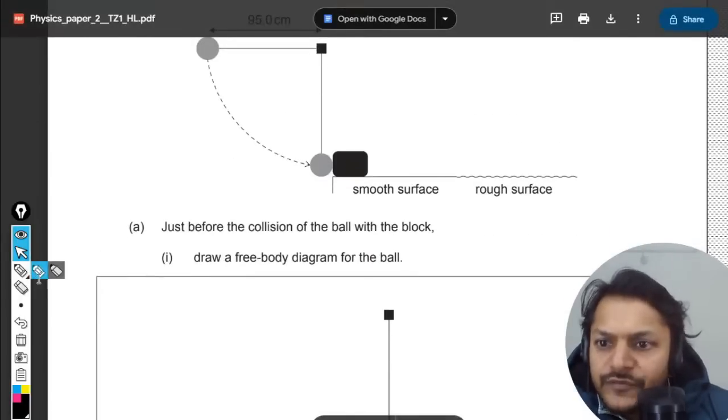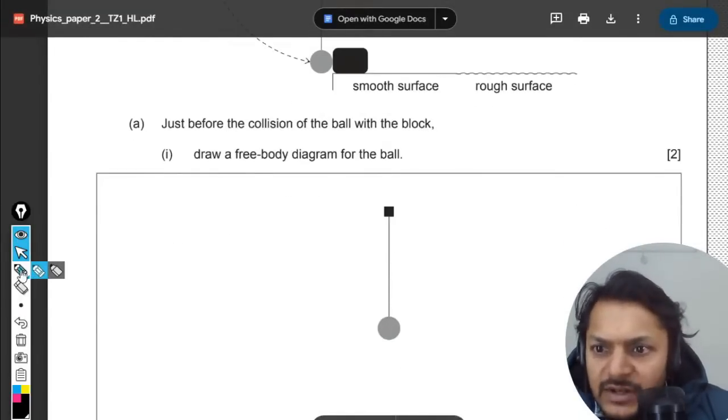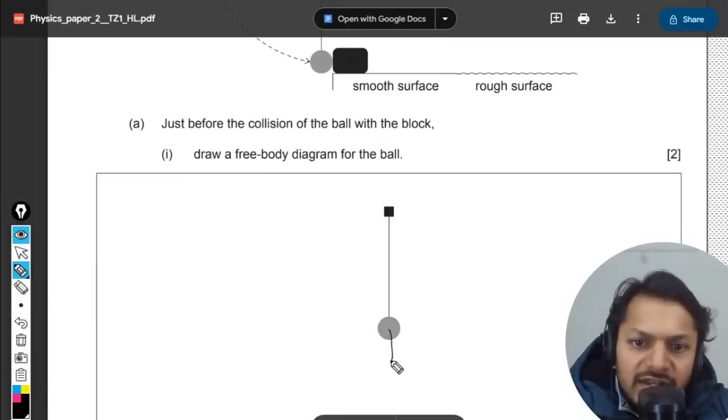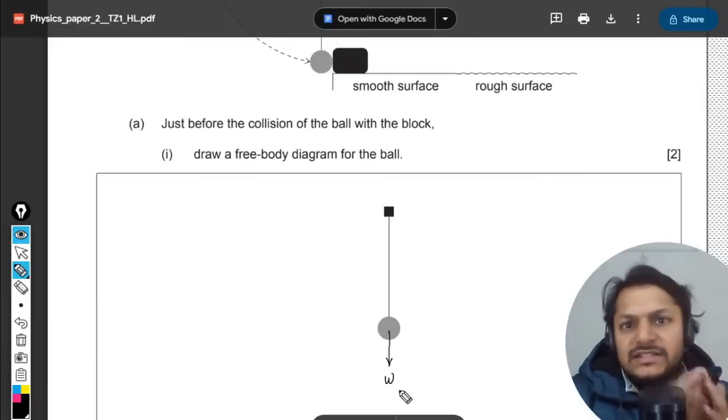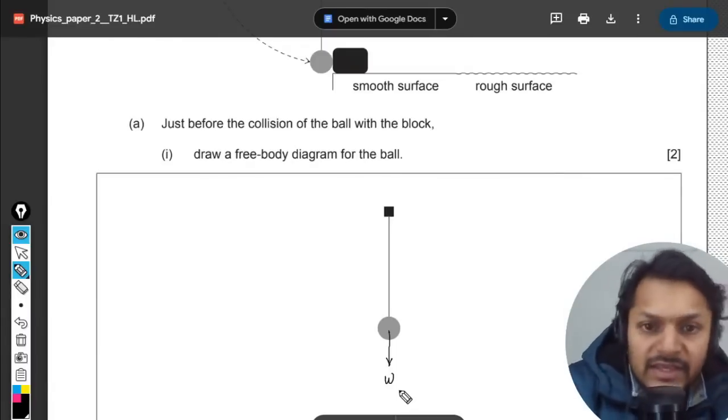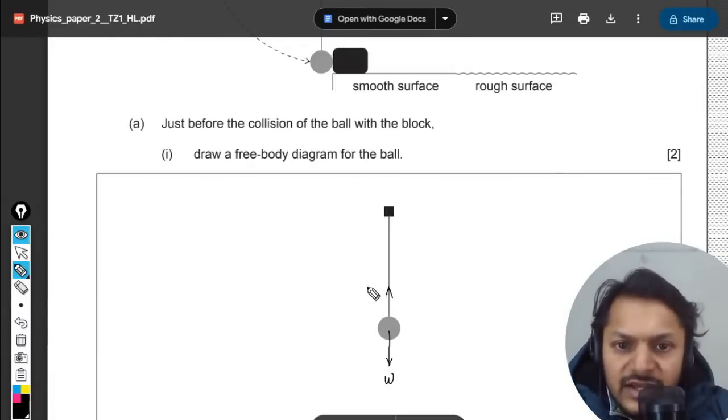The first force that will be there is obviously the weight, isn't it? So weight will be there. You can't get rid of it. Weight will be there. What else do you think is there? Tension? Yes, the tension in the string.